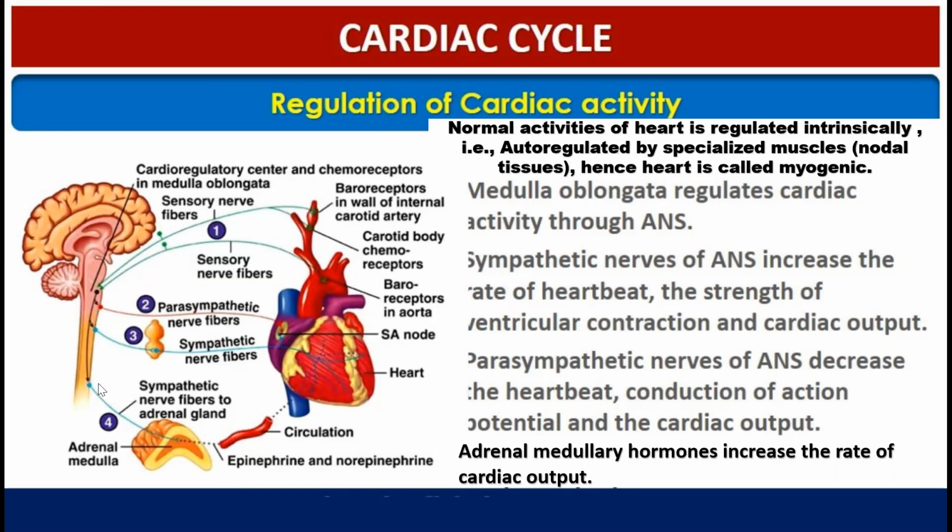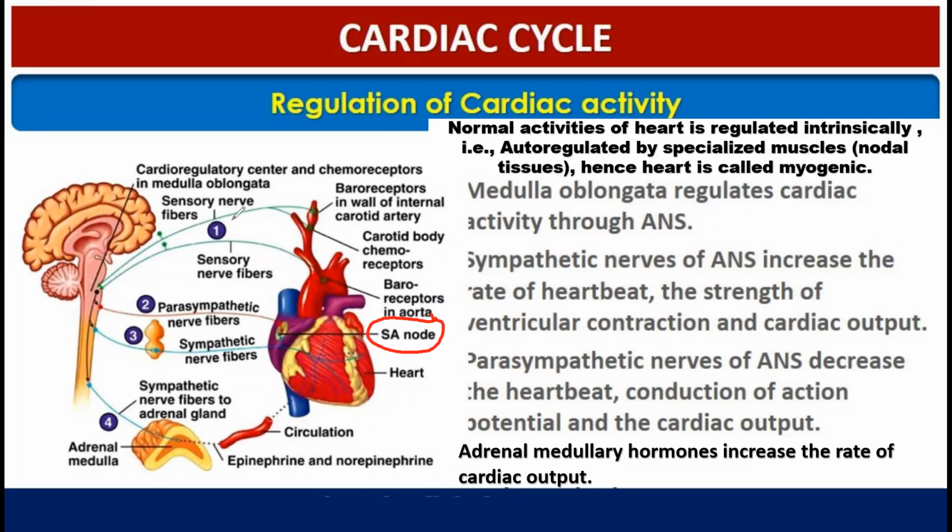Normal activities of the heart are regulated intrinsically, that is, auto-regulated by specialized muscles which are nodal tissues present in the heart that we have discussed in our previous videos, like the SA node. And hence our heart is a myogenic heart. What is the meaning of myogenic heart? A myogenic organ is something that regulates its function by its own. As our heart has its own regulatory tissues like SA and AV nodes, our heart is a myogenic heart.